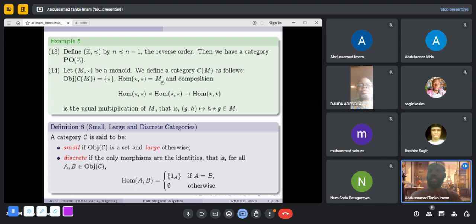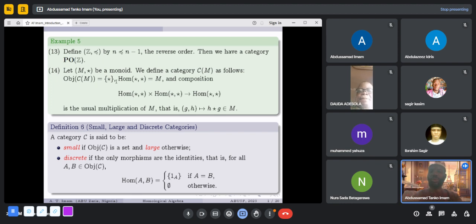And there is another nice construction. If you take any monoid, then we can define a category C of M by declaring the class of objects to be the singleton containing the binary operation, because every monoid is a set with an associative binary operation where there is an identity. So it is the binary operation that forms the object in the category, which means this category has only one object. There's only one object in the category.